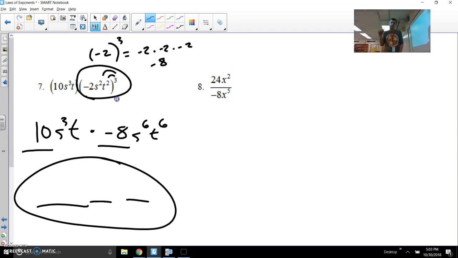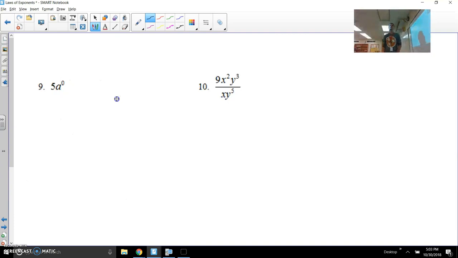I'll leave number 8 for you to try. I want you to simplify 24 over negative 8 and then think about what x squared over x to the 5th should come out to be. I also want to talk about number 9 tomorrow. I think number 9 is straightforward, but it can be tricky, so give that one a good thought. Think about it all the way through, maybe even test it with different values for a and a calculator, and we'll talk about that one tomorrow.